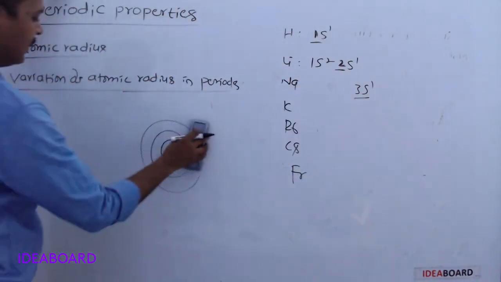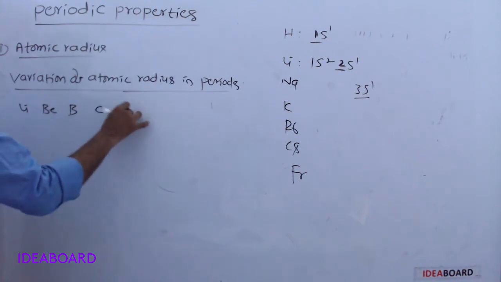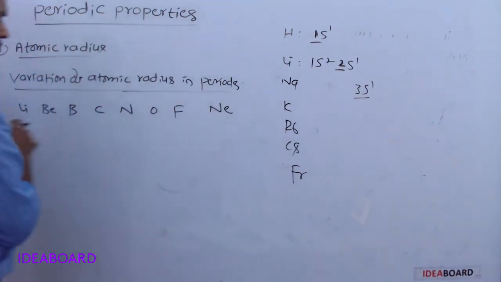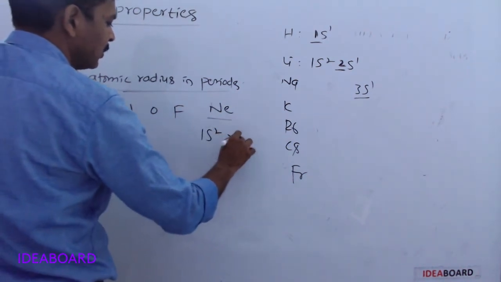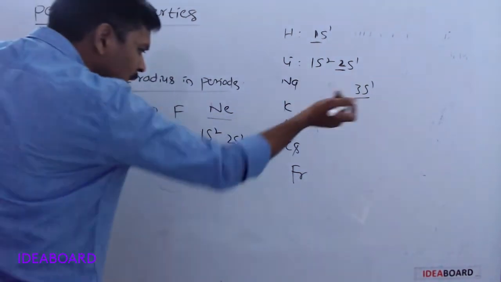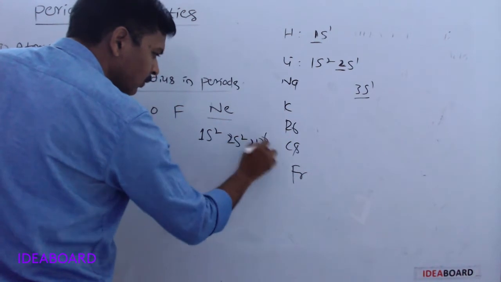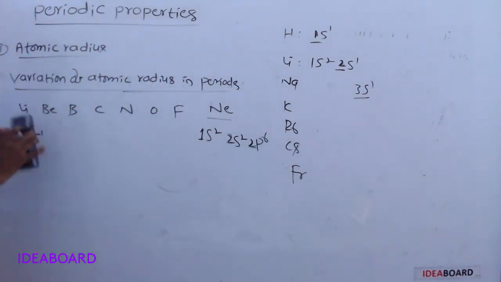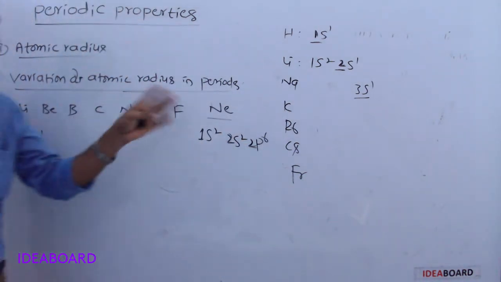But in periods, if we take lithium, beryllium, boron, carbon, nitrogen, oxygen, fluorine, neon, left to right. For lithium, 1s2, 2s1. For neon, 1s2, 2s2, 2p6. Here two orbits are there. Lithium also has two orbits. We should not consider it like 1, 2, 3; first orbit, second orbit, only two orbits are there. Even the last element of that period also has two orbits. So the number of orbits remains the same.